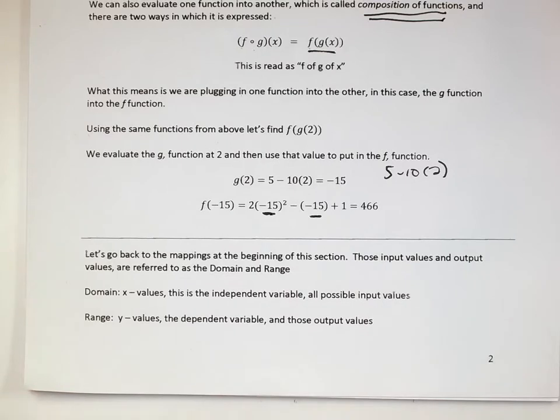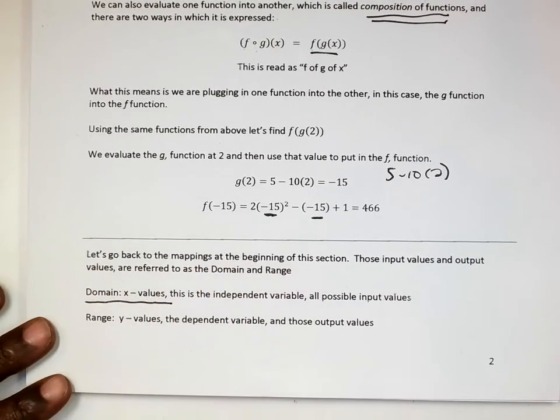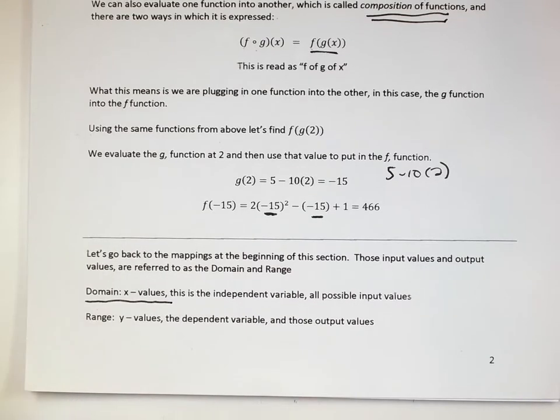All right, so back to the mappings. The mappings are the input values and the output, which I talked about. The input values we refer to as the domain, and those are the x values, the independent variable. And the range are the y values, or the dependent variable. And we're going to have to define what these domain and ranges are for different functions. Right now we're going to look at it algebraically, and then we're also going to look at it graphically in another section.